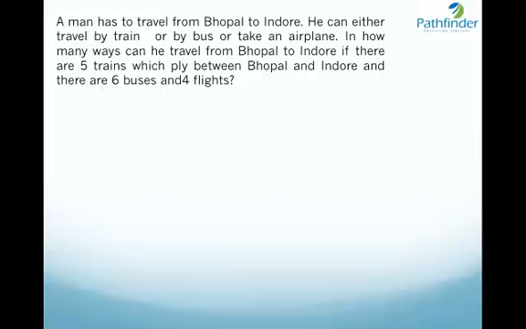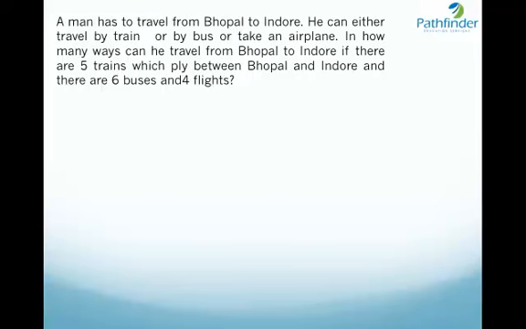Let us take a look at another simple question. A man has to travel from Bhopal to Indore. He can either travel by train or travel by bus or travel by airplane. In how many ways can he travel from Bhopal to Indore if there are 5 trains which ply between Bhopal and Indore and there are 6 buses and 4 flights?